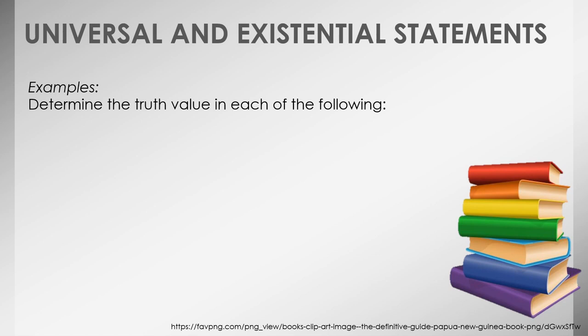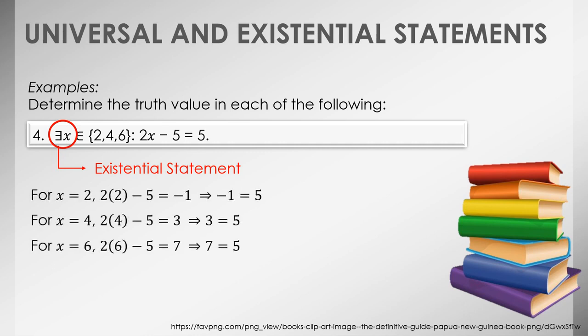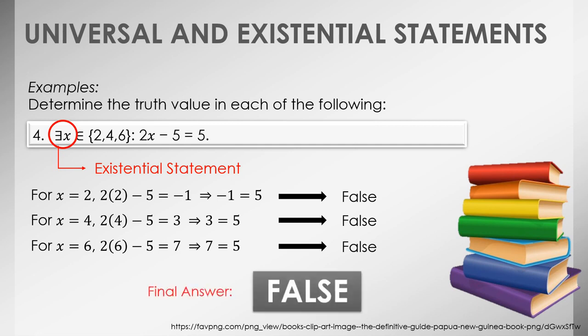Next example is given by this. For this example, we know that this is an existential statement because of this notation. This means that for the given statement to be true, we need to show that the statement is true only for some values of x. Now, like what we did in examples 1 and 2, we are going to substitute the given values of x to the statement. And by substituting, we have this. Note that for any values of x, the statement is false. Thus, since we failed to show that there exists a value of x that makes the statement true, the given existential statement is false.